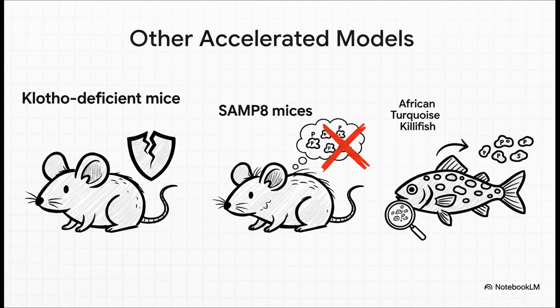Researchers also use other valuable models. Klotho-deficient mice show cognitive impairment, which reinforces the hypothesis that this gene is neuroprotective. The SAMP8 mice are particularly interesting because they are a polygenic strain, meaning their rapid aging is caused by a combination of multiple genes. This may better mimic the complex genetics of natural aging. And while they do develop some features like phosphorylated tau, they don't form the mature neurofibrillary tangles seen in human disease. Then you have the African turquoise killifish, a naturally short-lived vertebrate that provides a powerful system for studying how protein aggregation changes across an entire, albeit very compressed, lifespan.